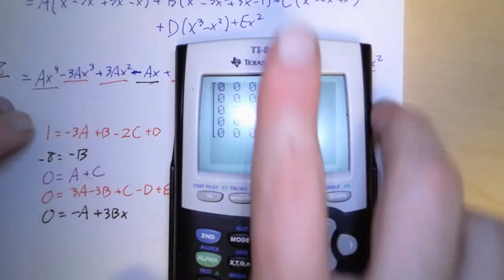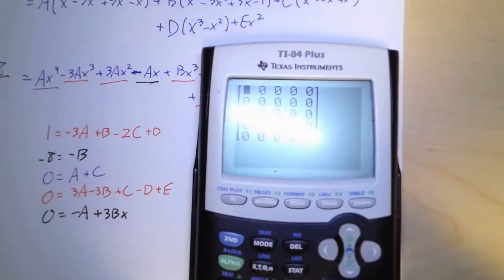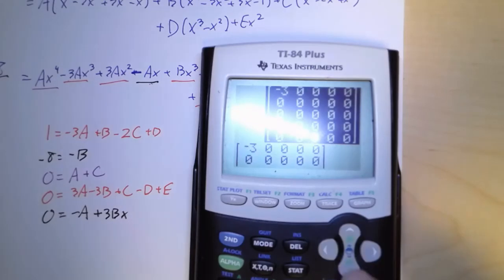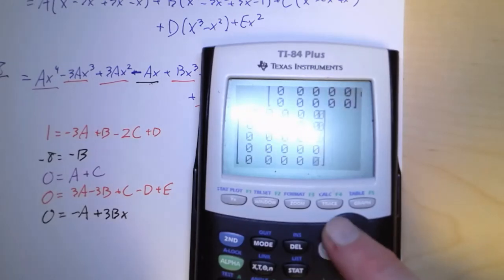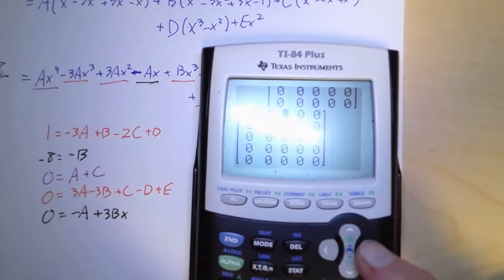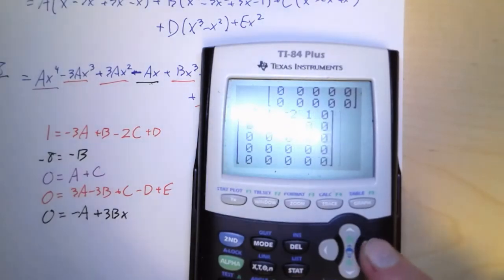Okay. And so I need all of these coefficients. So negative 3 for a. Whoops, not done. I shouldn't have pressed enter. All right. So for b, that should be a 1. For c should be negative 2. For d should be 1. And for e, we'll leave that as 0.